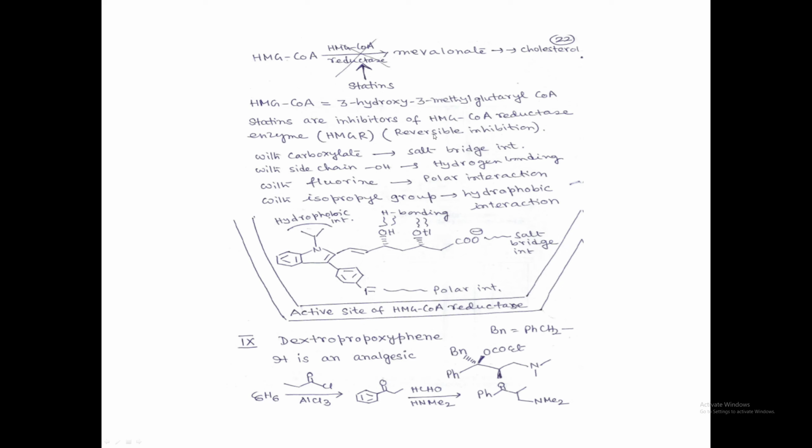The statins are inhibitors of the HMG-CoA reductase enzyme, and this enzyme will be blocked by statins via reversible inhibition, meaning there is no covalent bond formation. Now see how the non-covalent interaction happens between the statin and the active site of HMG-CoA reductase. The isopropyl group undergoes hydrophobic interaction. The fluorine undergoes polar interaction. The 2 OHs undergo hydrogen bonding, and the COO minus undergoes salt bridge interaction. In this way it blocks the active site of HMG-CoA reductase, so that HMG-CoA cannot be converted into mevalonic acid, and finally cholesterol synthesis will be stopped.